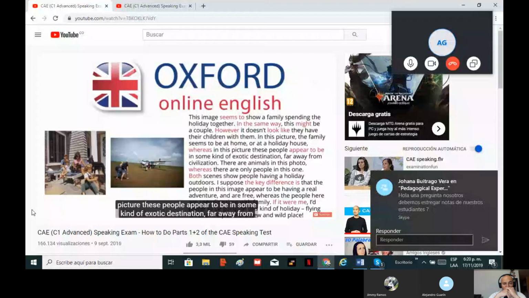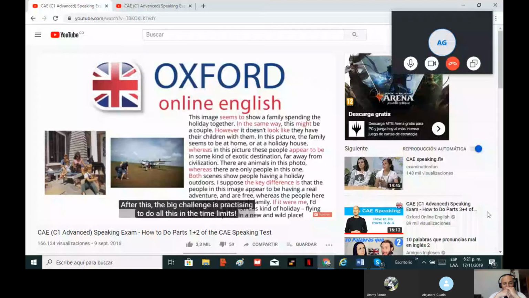As you can see, I've focused on comparing and contrasting as much as possible, using a variety of language structures. I've also continued to speculate all the way through. I've used both simple comparisons, like whether there are animals in the photo, as well as more complex ones, speculating that one is a family holiday, whereas the other is an adventure. After this, the big challenge is practicing to do all this in the time limits.